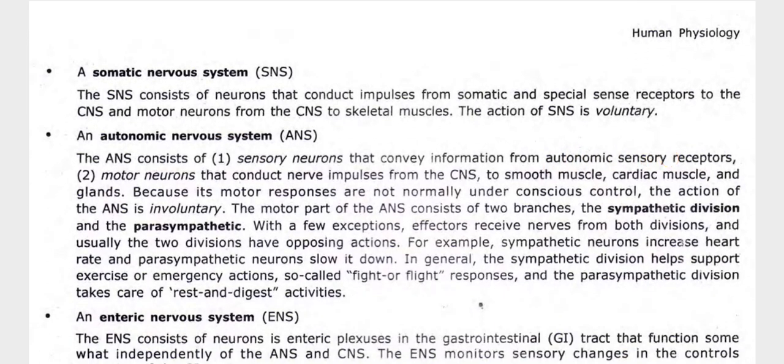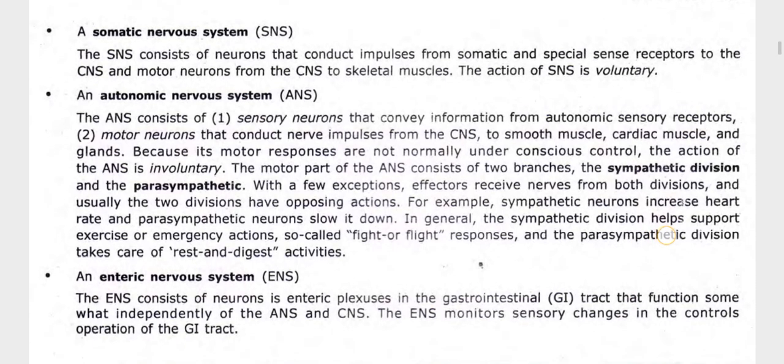The somatic nervous system consists of neurons that conduct impulses from somatic and special sense receptors to the CNS and motor neurons from the CNS to skeletal muscles. The action of the SNS, or somatic nervous system, is voluntary.